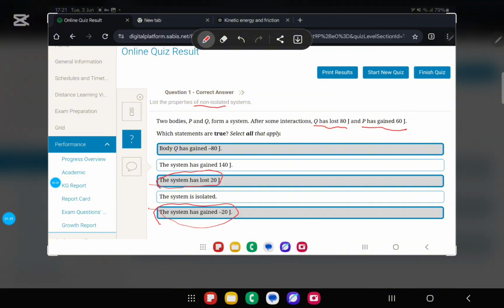Now for the last one, body Q has gained negative 80 joules. Since it lost 80 joules, it's gained the negative 80. So again, same thing. They're trying to trick you, but they all have the same meaning.